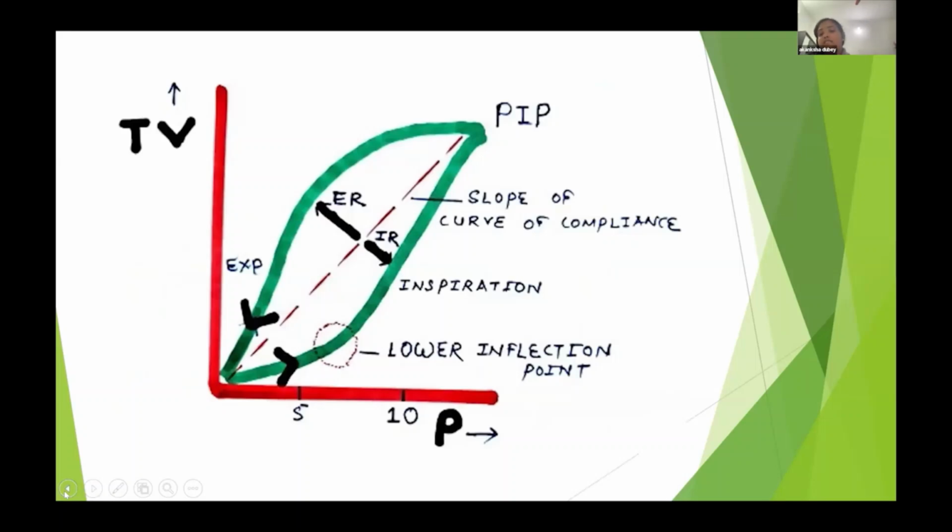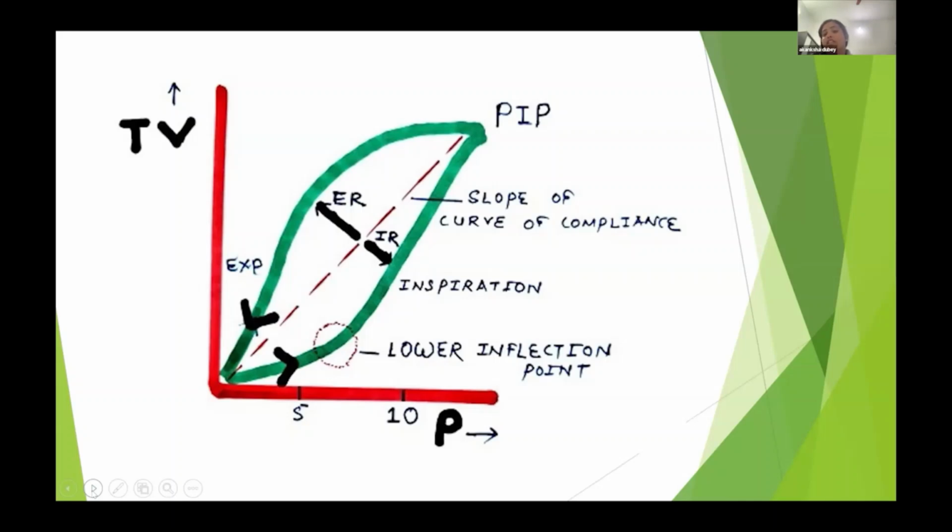Yes. So in this curve, let's focus on the inspiratory part of the curve. On the inspiratory part, initially you can see that when we are increasing pressures, the volume is not increasing much till a certain point, that is the lower inflection point. From the start to the lower inflection point, pressures are increasing, but volume is not increasing much because alveoli are recruiting.